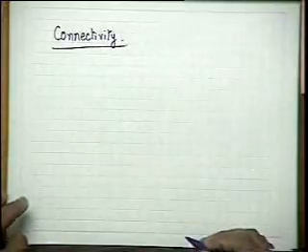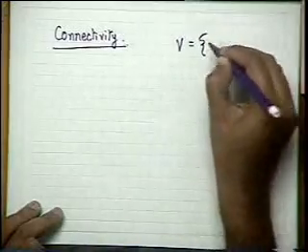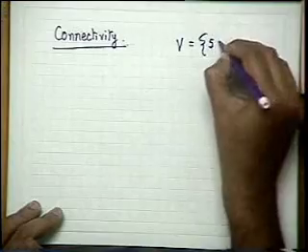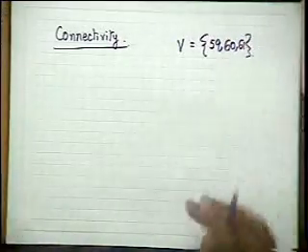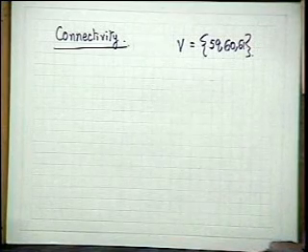Now to define connectivity, let us define a set of grayscale values, or a set of intensity values. Let us take a set V, which contains some intensity values. Let's say that this V is a set of some intensity values, say 59, 60, 61. These are some of the intensity values.